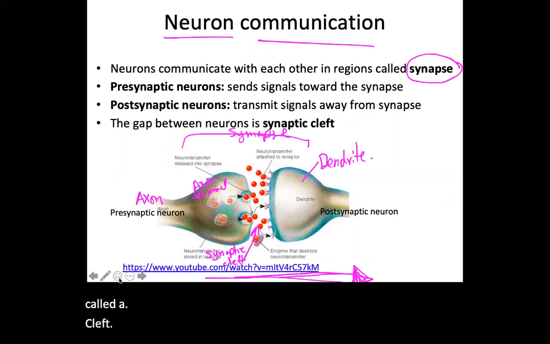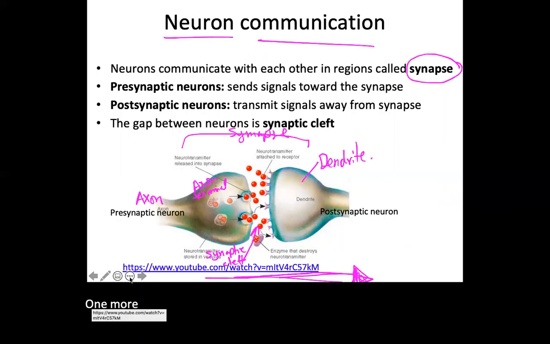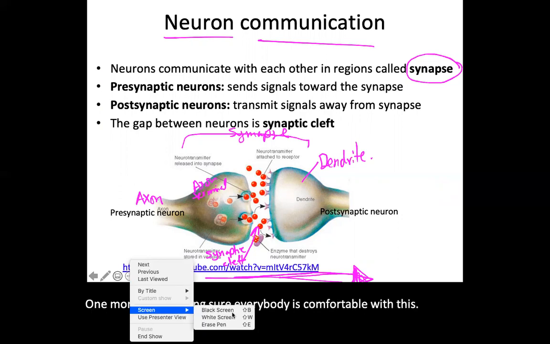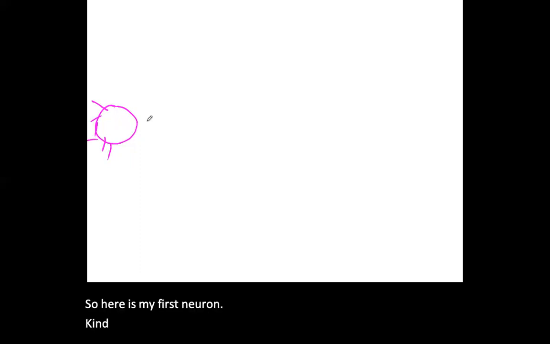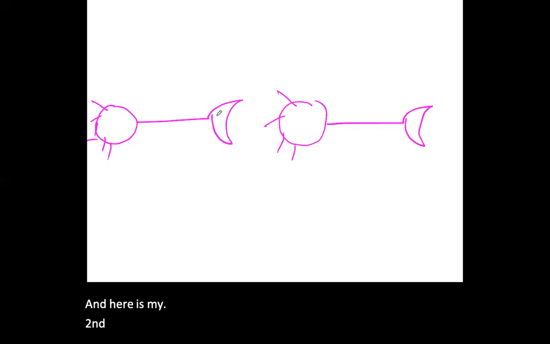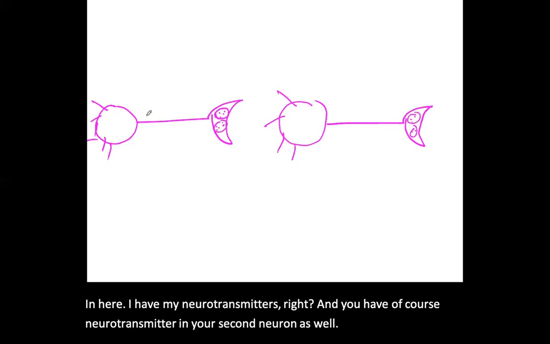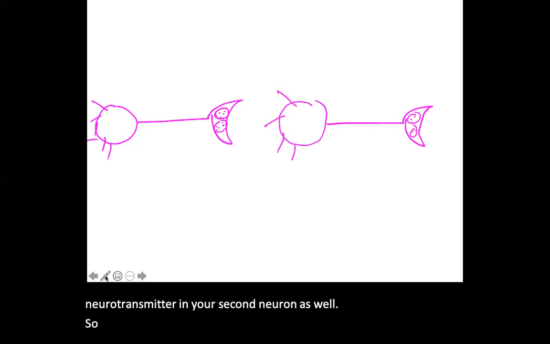So it's a beautiful picture, but I'm going to draw it for you one more time, making sure everybody's comfortable with this. Here is my first neuron, depicting the same thing we have drawn before. And here is my second neuron. In here, I have my neurotransmitters, and of course you have neurotransmitter in your second neuron as well. So this area, let me change my color.